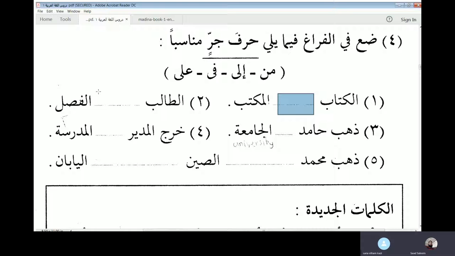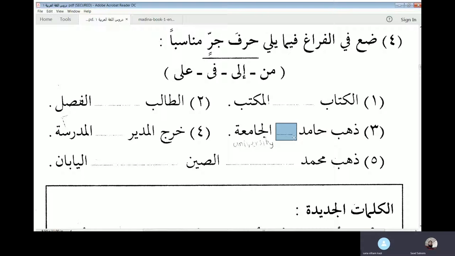At-talibu min al-fasli. The student came out from class. Your answer is wrong. At-talibu fi al-fasli. Correct. The student is in the class. In.